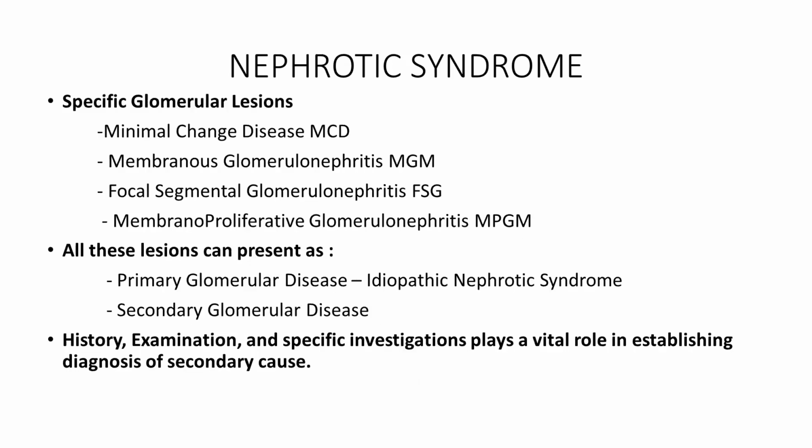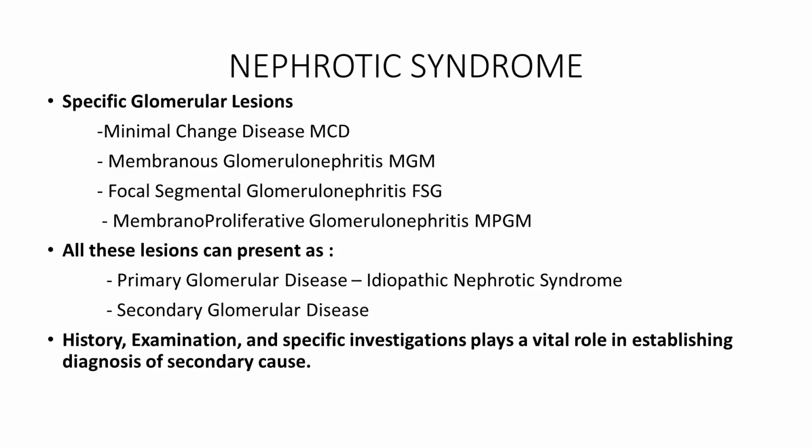Now, specific glomerular lesions: we will just briefly discuss minimal change disease, membranous nephropathy, and focal segmental glomerulosclerosis. All these basic lesions are also seen in secondary glomerular diseases. Primary is called idiopathic nephrotic syndrome, and secondary is the secondary glomerular disease. This you can establish with the help of history, examination, and specific investigations. These specific investigations help in the diagnosis of secondary causes of nephrotic syndrome.